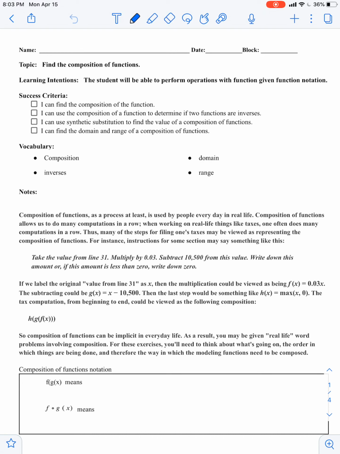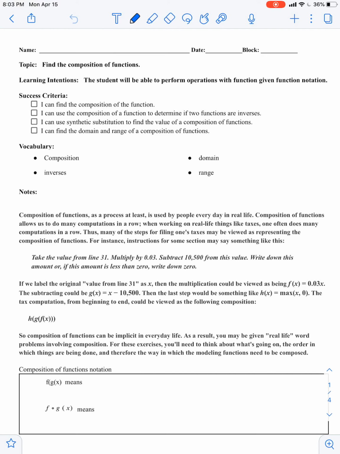And then we're also going to be able to use synthetic substitution to find the composition value. And then we're also going to find the domain and range. So those are the things that we're going to look at. So real quickly, the words that we're going to talk about are composition, and then we'll go into talking about inverses, and then the domain and range. So those are all things we're going to talk about.